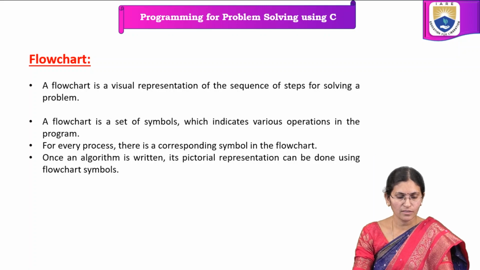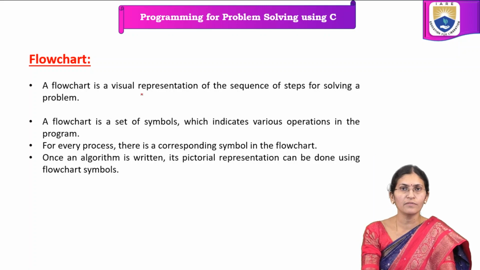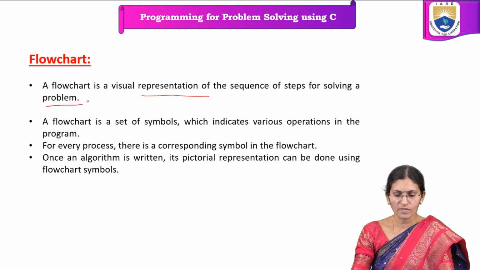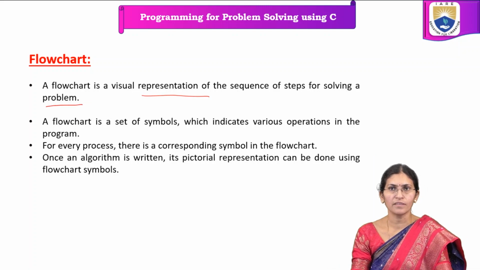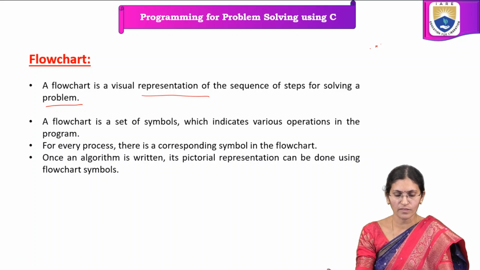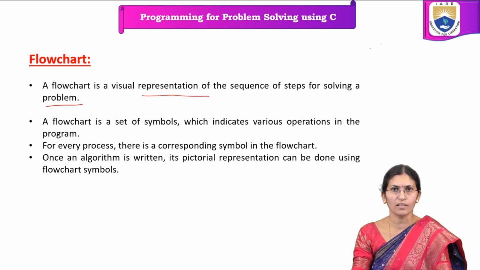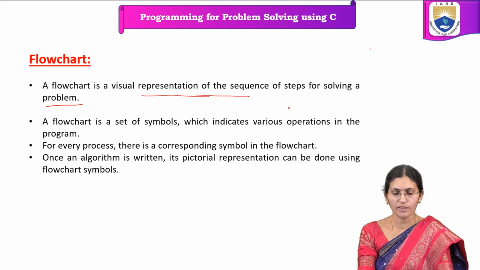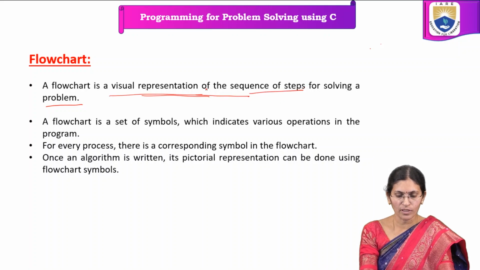Next one, flowchart. Coming to flowchart, it is a visual representation of the sequence of steps for solving a problem. First, we have seen that in the design phase, we write the algorithm for finding the solution to a given problem. The algorithm characteristics are that it is finite, optimal, definite and correct. Similarly, we can write the solution to a problem as a sequence of steps in terms of visual representation. That is called a flowchart.